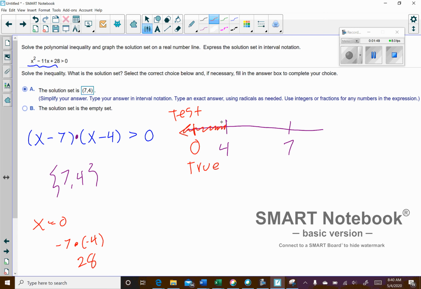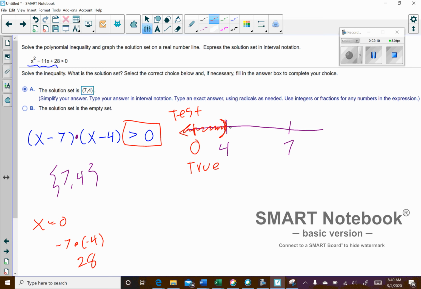Now, if I actually plug in 4, it will make it equal 0, but I have to be greater than 0. So that means 4 is not included. So I'm going to use a parenthesis, or you could do an open circle if you want to. But basically, I need to indicate that 4 is not included.